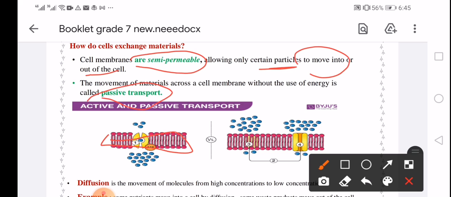So first, cell membranes are semi-permeable, which means they allow certain materials to pass through. Not all material can pass through the cell membrane. When particles move across a cell membrane without any energy, this transport is called passive transport.